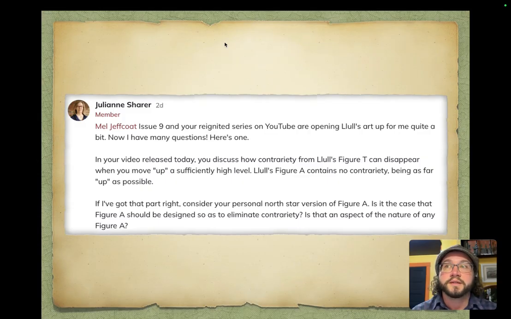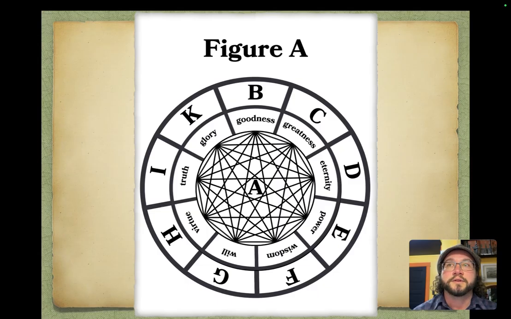Now, when she talks about the North Star version of figure A, I talked about that a little bit in the video overview of Lull's figure A, in which I talked about how you could make your own figure A. Let's take a look. Here's figure A. This is Lull's version. But you could make your own by filling in all of the highest ideals that you personally hold, the things that you want to be your guiding star in life.